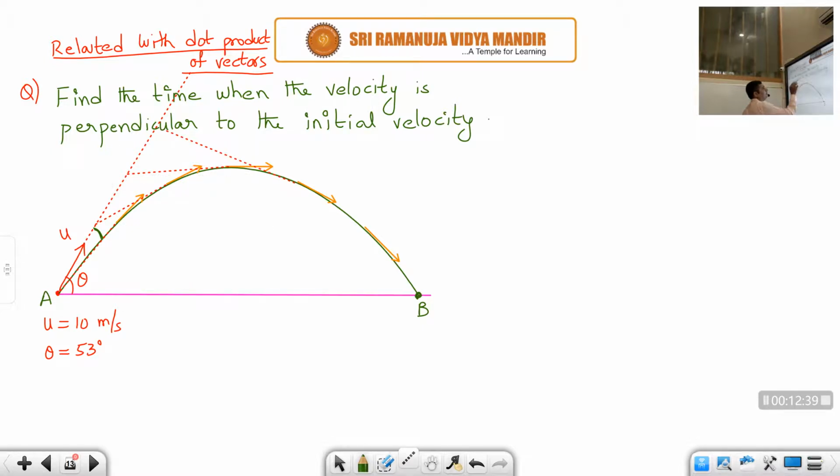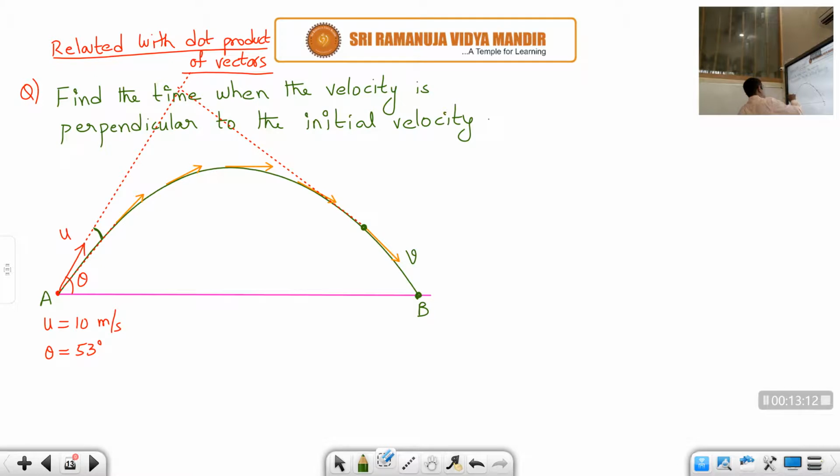If you extend this one, maybe or maybe not. Suppose, if you extend this one, maybe this may be 90 degrees. So that means there will be one point in the path of the projectile where, if you draw the velocity and extend back, that velocity vector, let us say that velocity is v, will be perpendicular to this initial velocity vector. Okay, students, I hope you are clear.